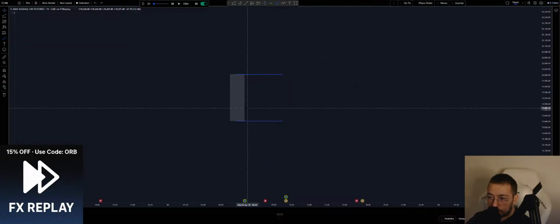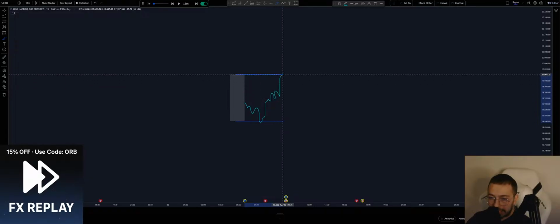Sweep of the low of the ORB, we look for an inversion. Sweep of the high of the ORB, we look for an inversion for short. For instance, let's say the price sweeps the low, doesn't give us an IFVG, and then sweeps the high. Our bias is no longer longs, it is shorts. We switch from longs to shorts.